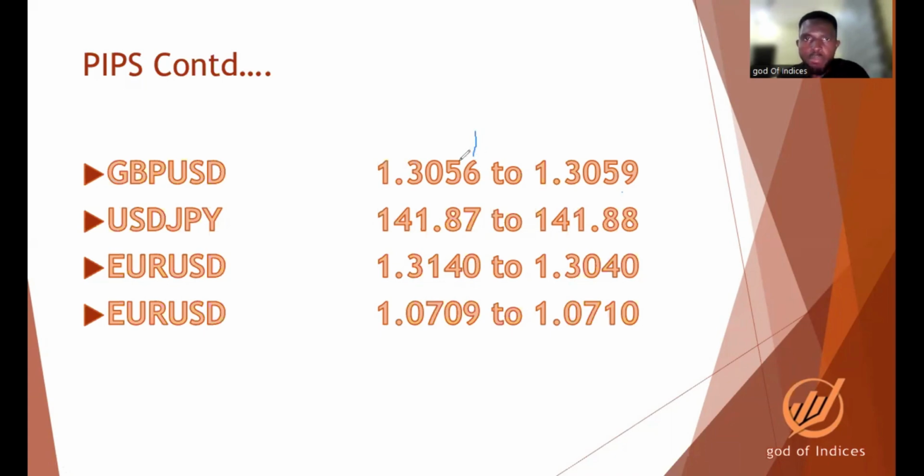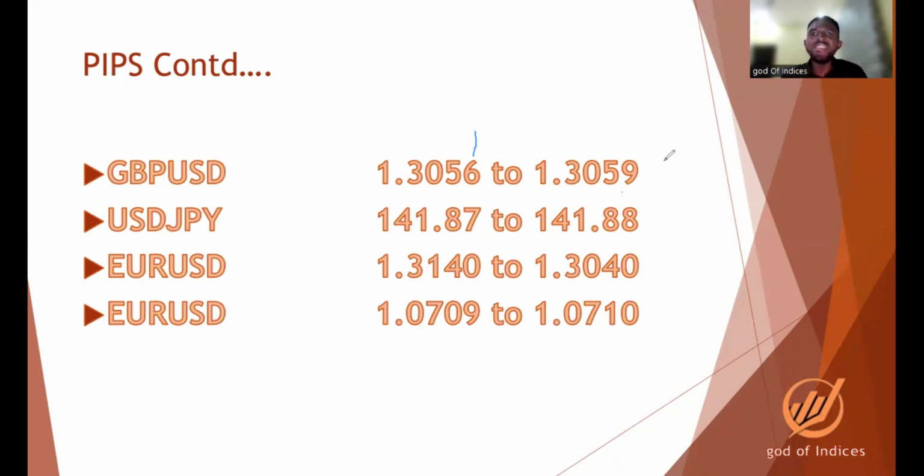So if price moves from 1.3056 to 1.3059, how many pips will we say price has moved by, right? Can anybody unmute your mic if you can and answer, or just drop it in the chat? Anybody know the answer? How much will you say price has moved from 1.3056 to 1.3059? Correct. Some of you are getting this: 3 pips, right?